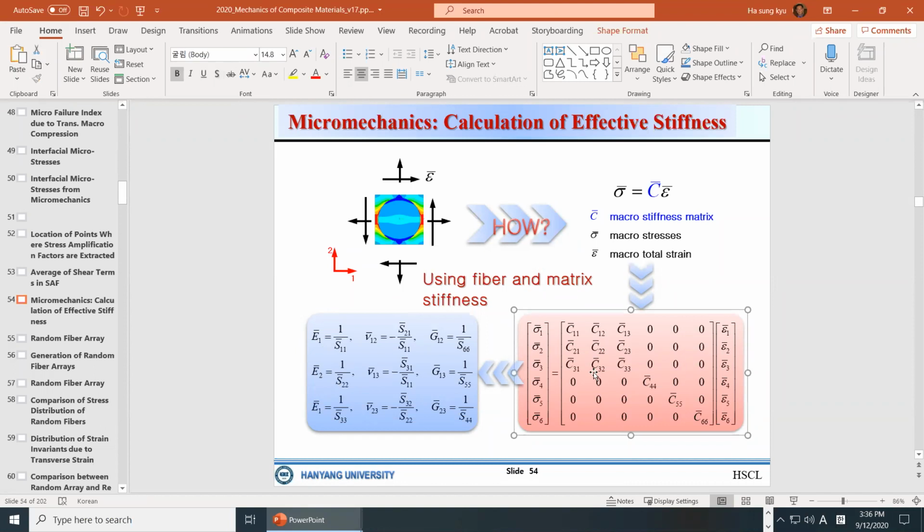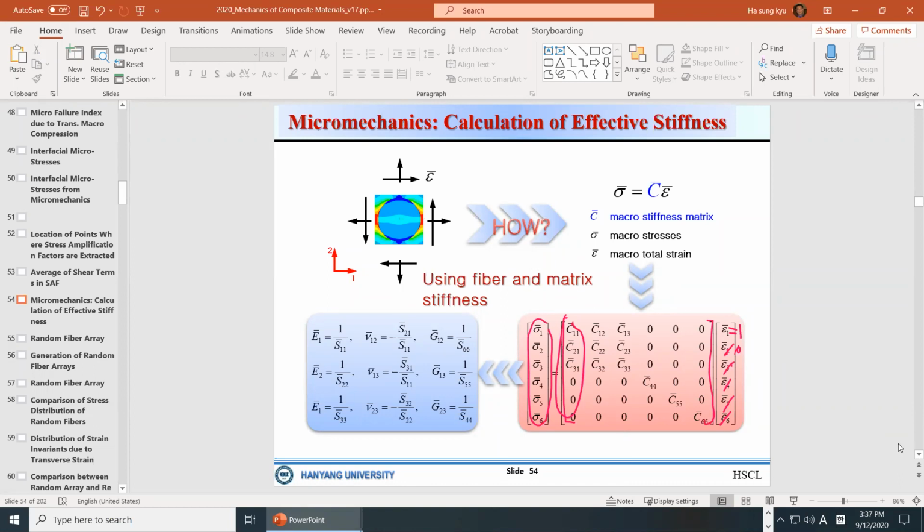Well, again, how can we do these procedures? Actually, first, how do we calculate this 6x6 matrix? Well, we need to calculate it 6 times, and the first time we apply the unit 1, 0, 0, 0, 0, 0. So when we apply this, all the reaction stresses at the boundary will be this term.